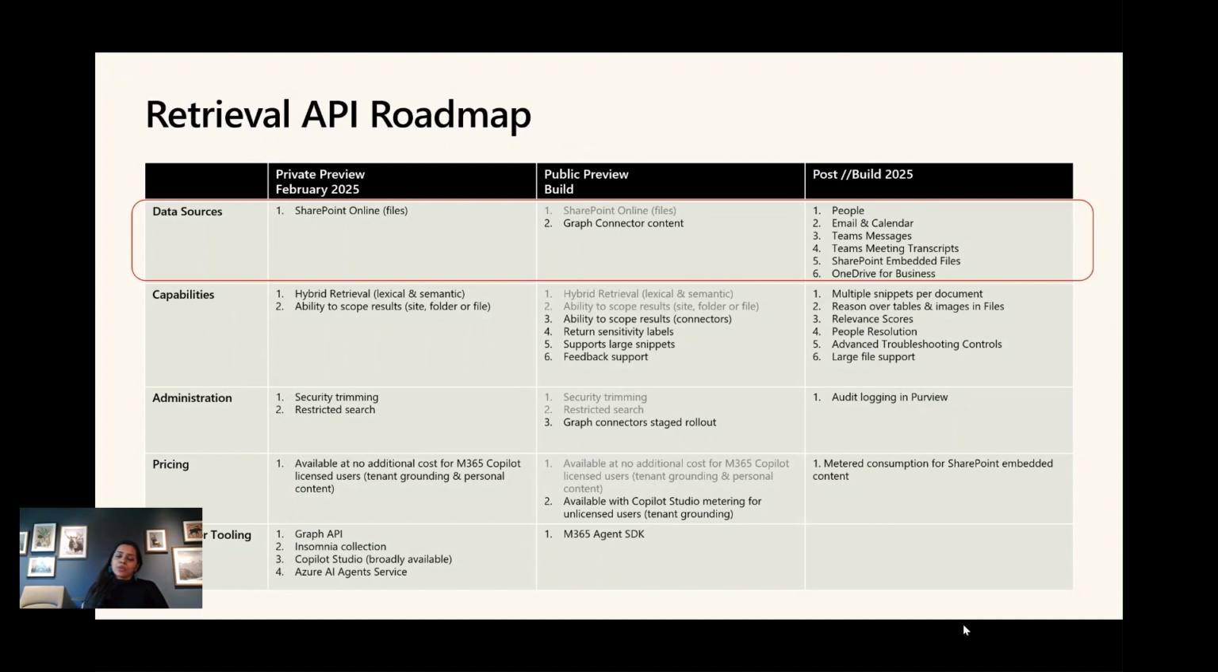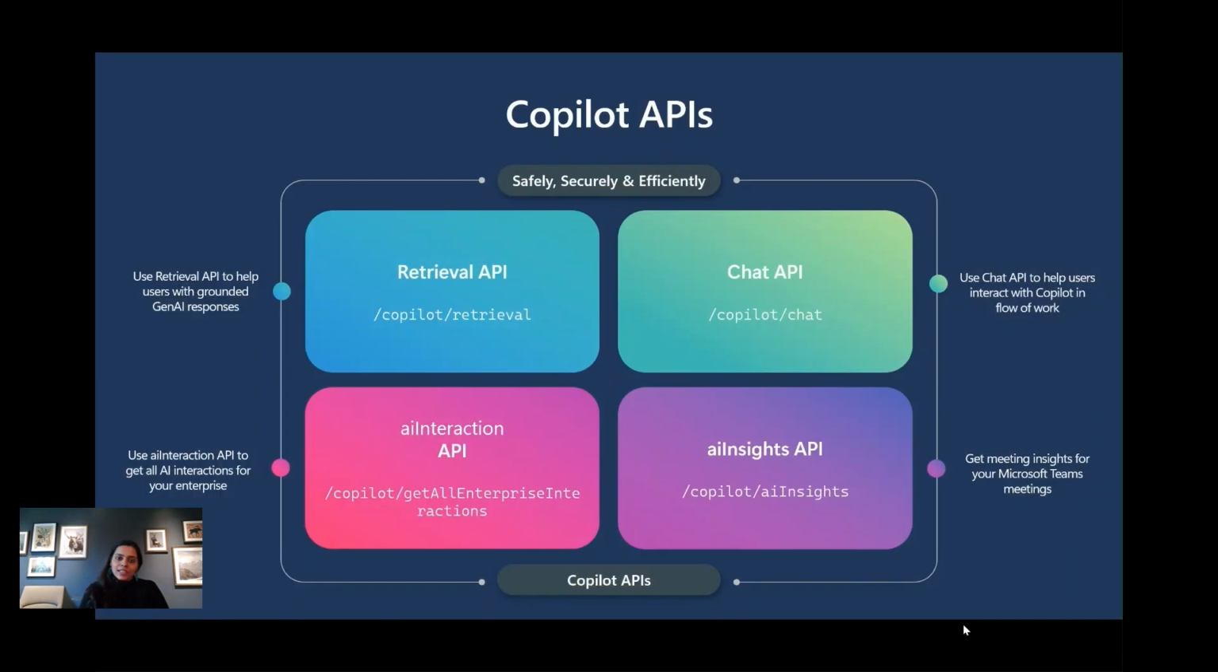And the other thing that I wanted to bring to your attention is the pricing aspect. You are no longer going to be required to have an M365 Copilot license to use the Retrieval API. The API is going to be metered, and so you only pay as much as you've used this API. Isn't this amazing?